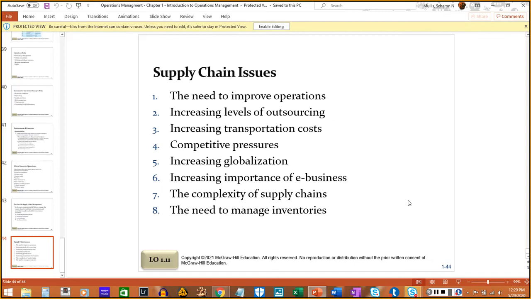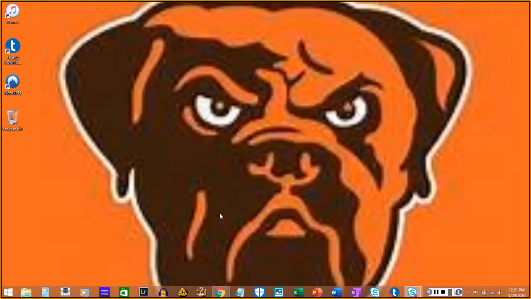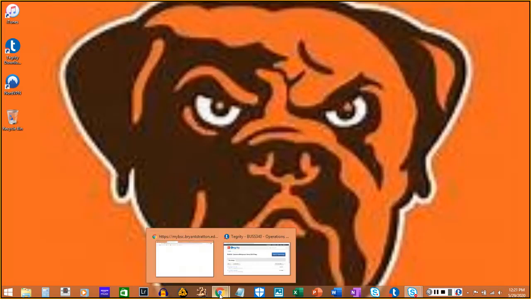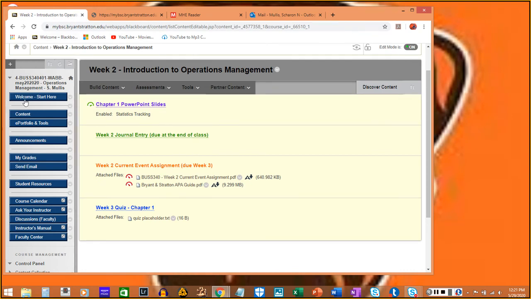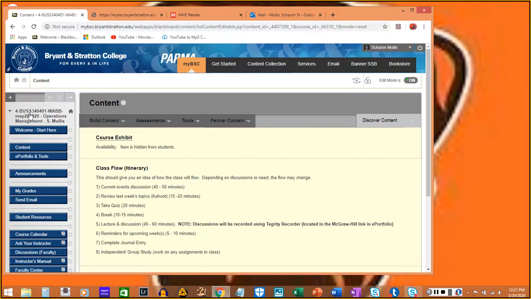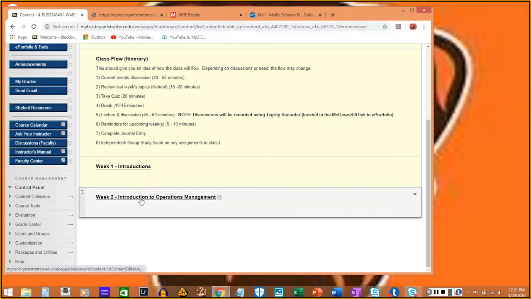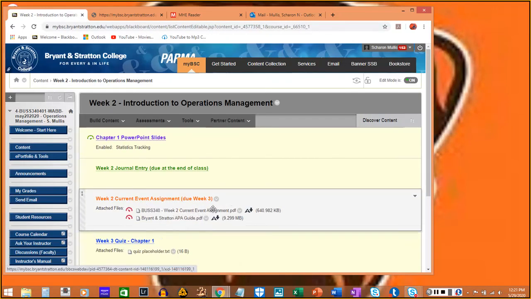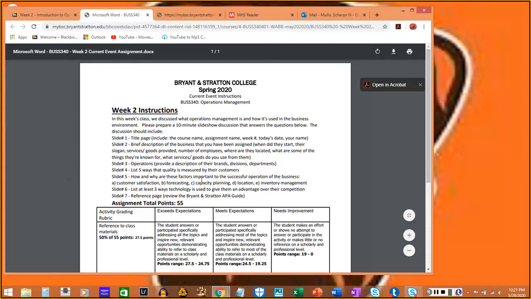All right, since there are no questions, we're going to go over how to get to the current event assignment for week 2. So again, you go to the class, you go to the content folder, you scroll down to the week, and you have your current event assignment. Once you click on it, you'll get a PDF that opens.